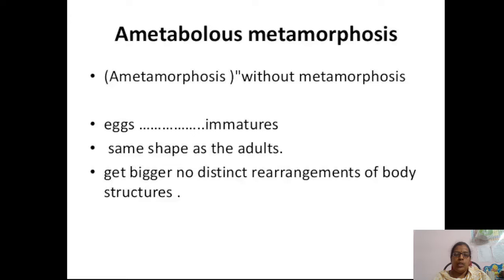These immatures will increase in size. They have the same shape as that of the adults. So immatures will be similar to the adults, just increasing in size. They get bigger, with no distinct rearrangement of body structures. Immatures will be small in size, whereas the adults will be bigger in size. That's all. There won't be any change in the shape.